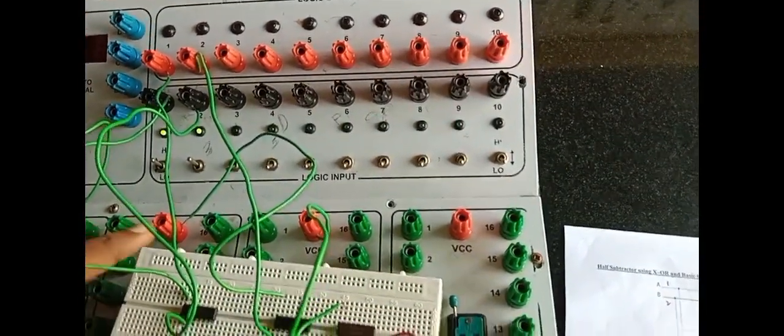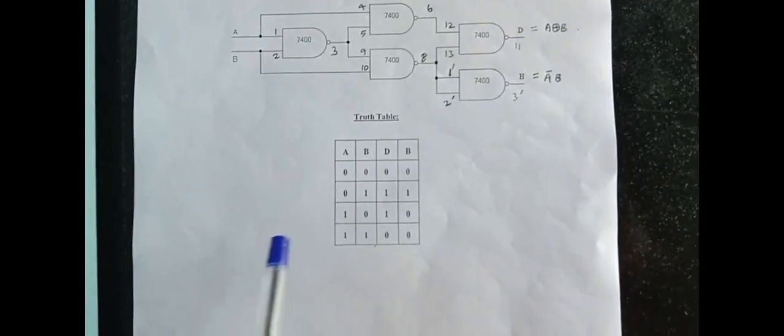So from this digital trainer kit and this experiment, I am verifying the truth table of half subtractor using the XOR gate. So input is 0 0 means difference is 0, borrow is 0. 0 1 means difference is 1, borrow is 1. 1 0 means difference is 1, borrow is 0. 1 1 means both outputs are 0. So from this gate implementation, I verified the truth table.